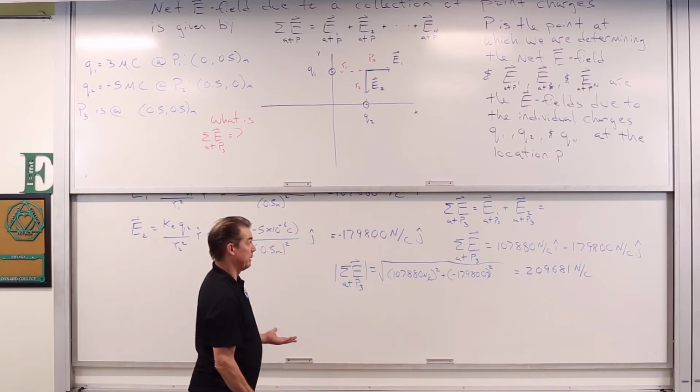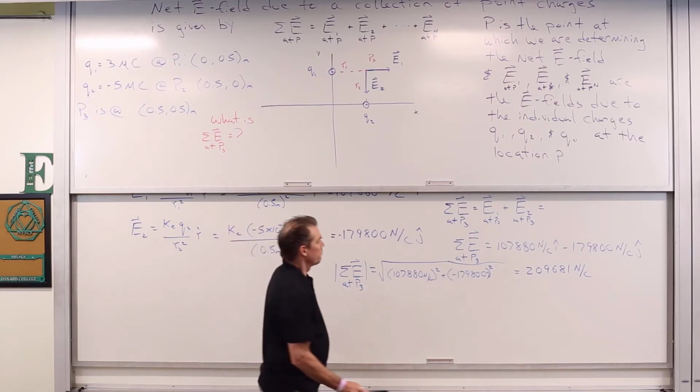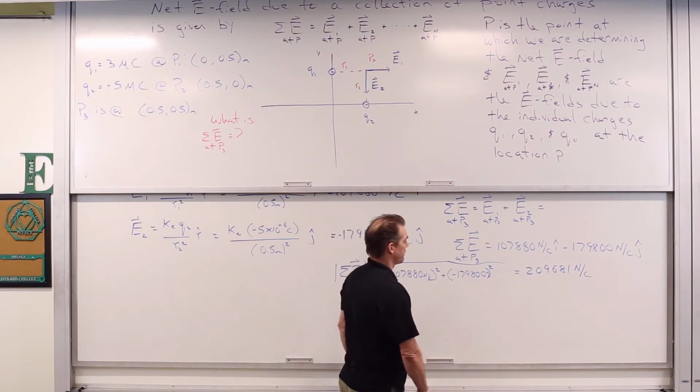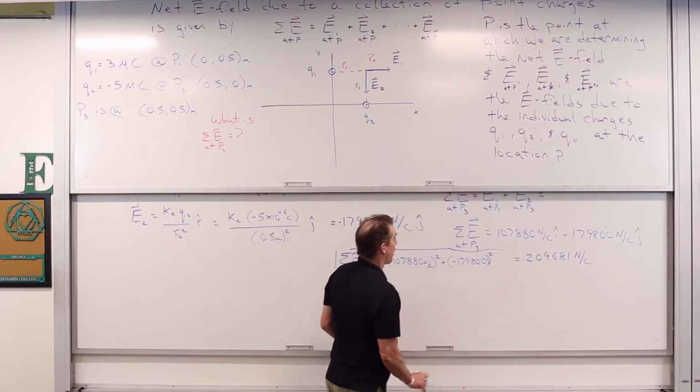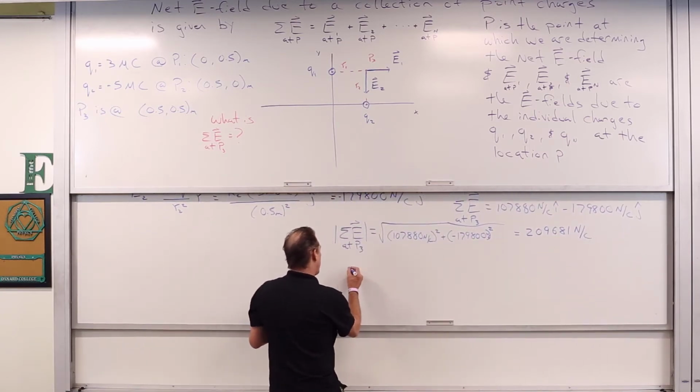All right, so we've got a pretty big magnitude. You say, well, those are really big numbers. That's okay. Pretty big charges, large amounts of charge, pretty close to them. We get strong electric fields locally. That's great. We also want the direction.